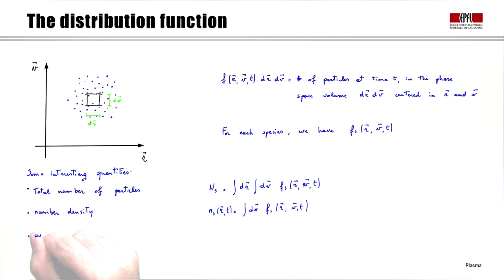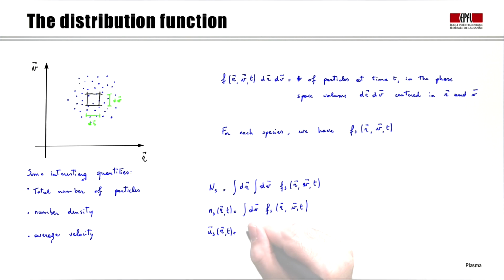And finally, the average velocity, which is a function of position, and which is given by the average of the velocity of all particles, weighted according to their distribution function.